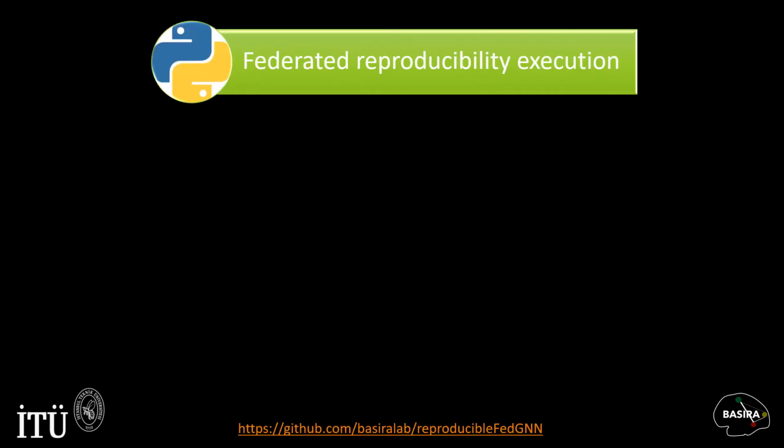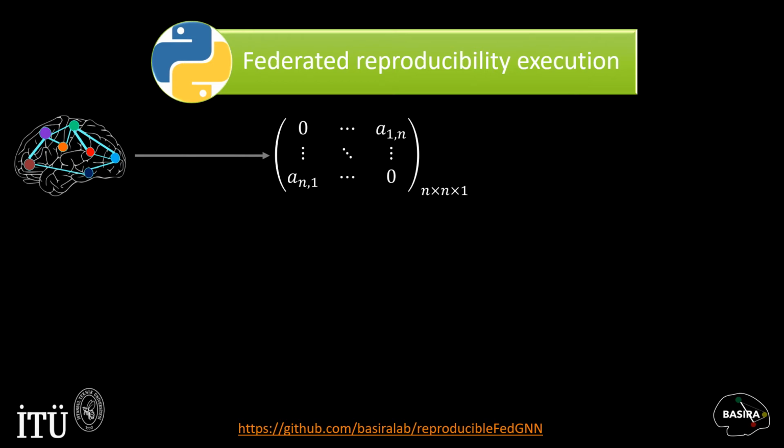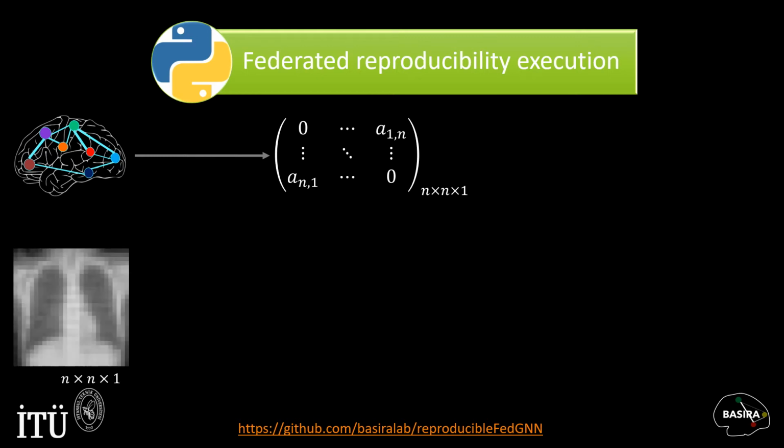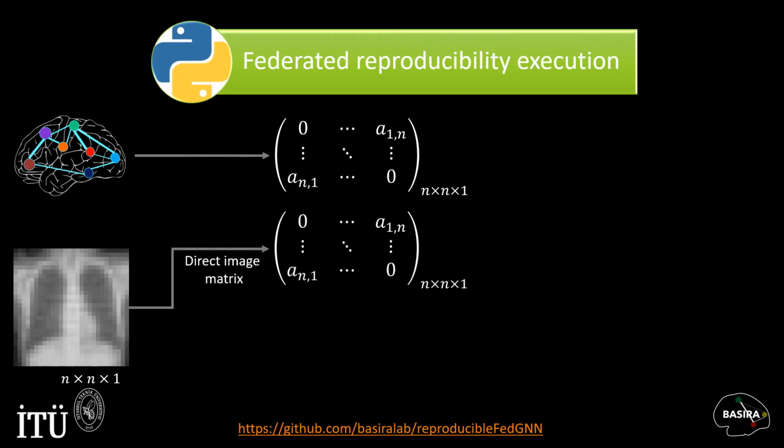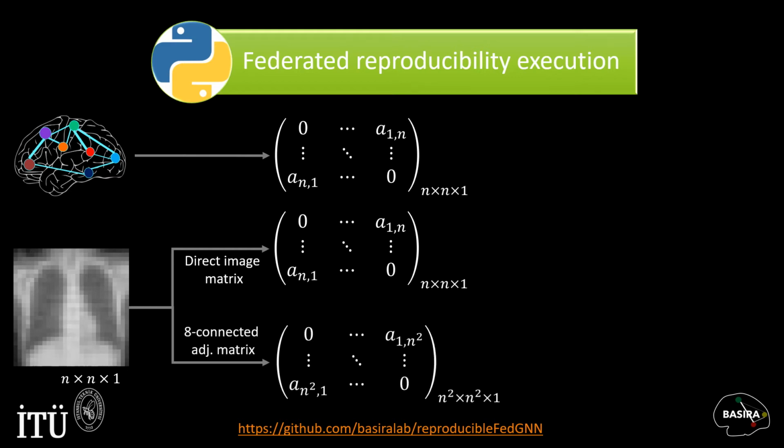Before running the code, I will show you how the input data should be represented. In our paper, we use symmetric brain connectivity graphs, which are basically n by n adjacency matrices, and square images. There are two options for using the image data. The first option is that you can use the square images as inputs directly, which are represented by n by n matrices. Or the second option is the 8-connected adjacency matrix of the given image.